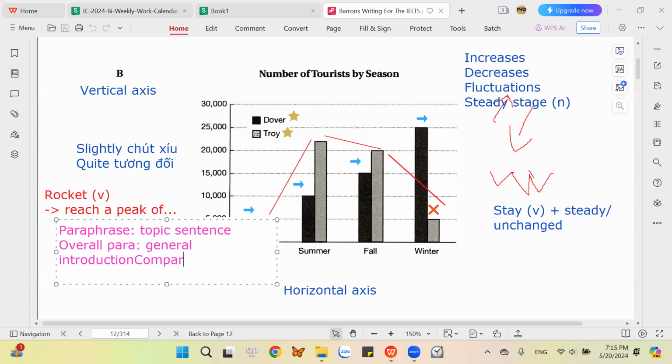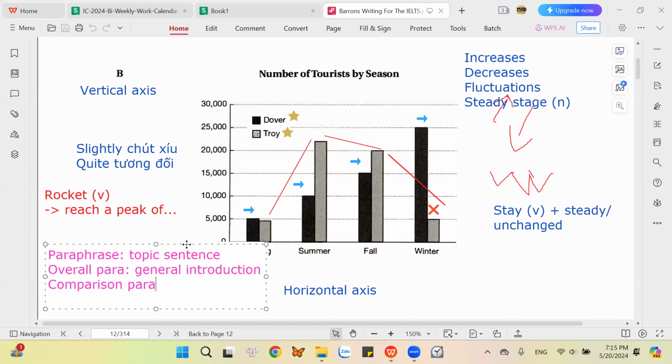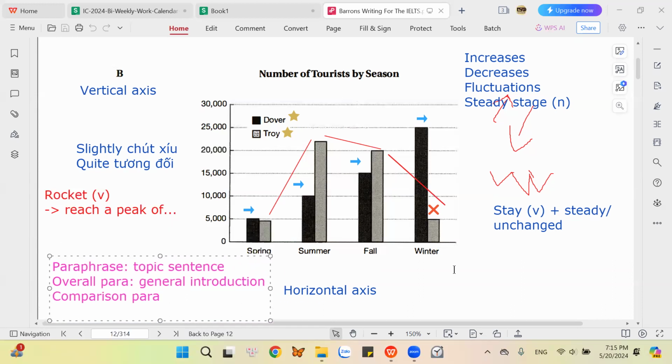comparisons paragraph. Here we have comparisons paragraph. It means what do you see, okay, between these two matters, between Troy and Dover.